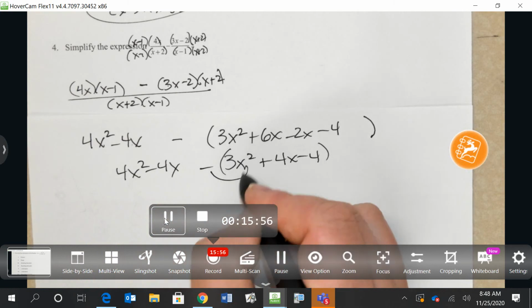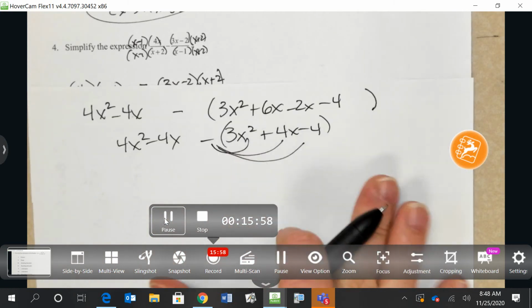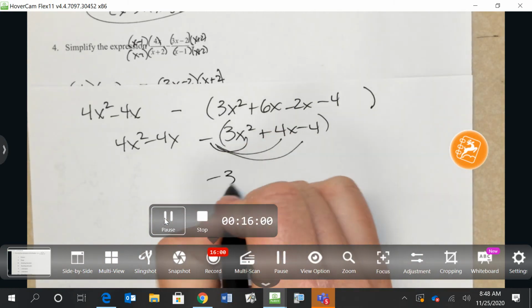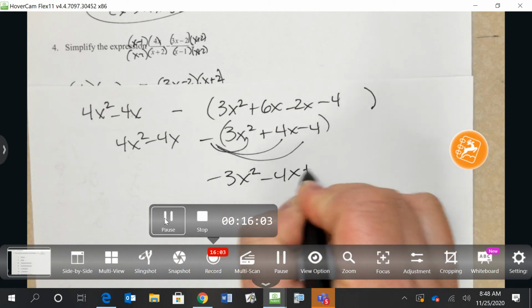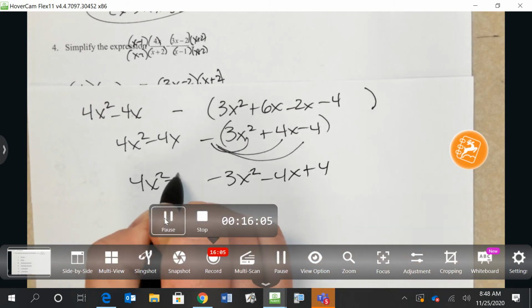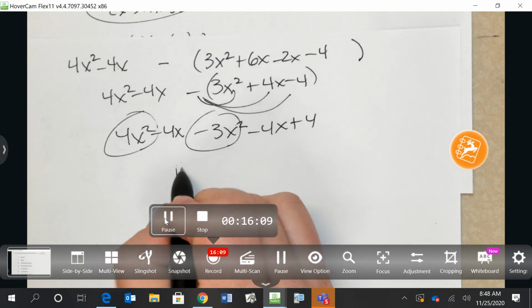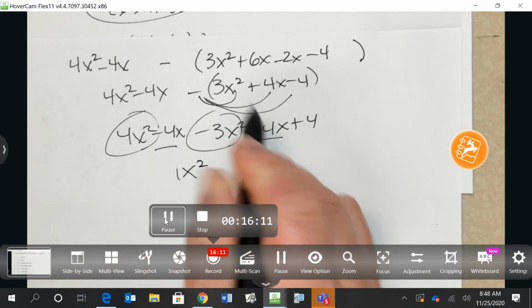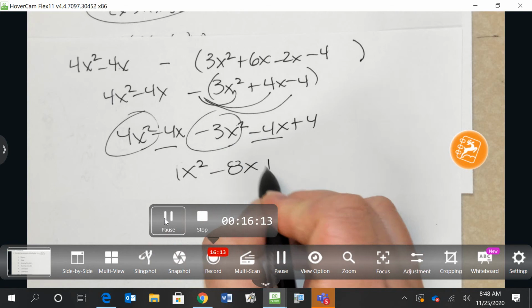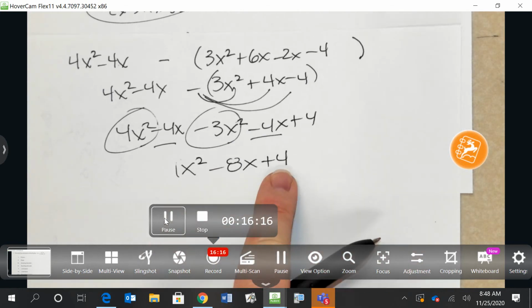Now I'm going to distribute that negative sign, and all it does is it just changes the signs. It's always in back of it. So negative 3x squared minus 4x plus 4. This is all the numerator that I'm simplifying. Now combining like terms, I have 1x squared minus 8x plus 4. This is not factorable.